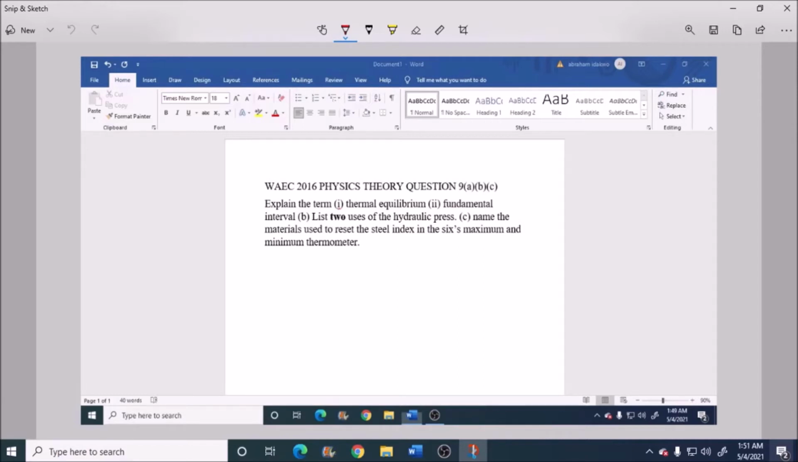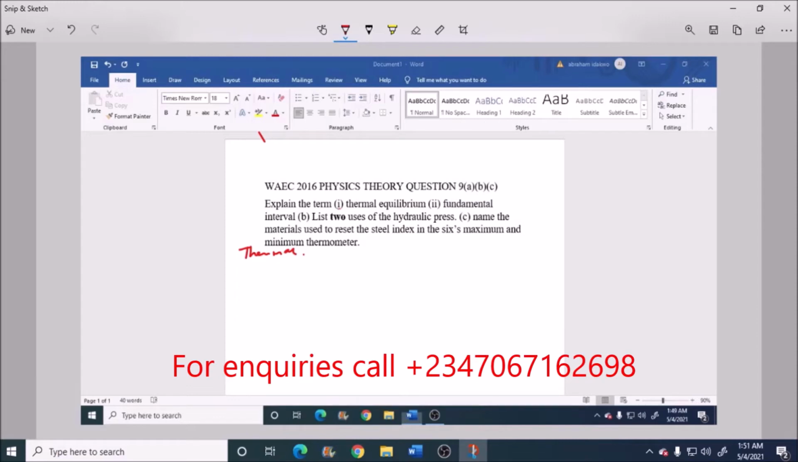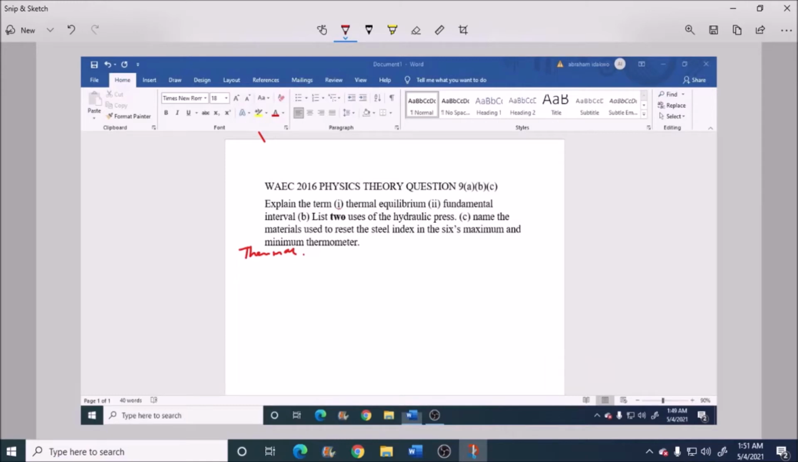Okay, now thermal equilibrium is a condition in which two bodies in contact have no net flow of heat between them.